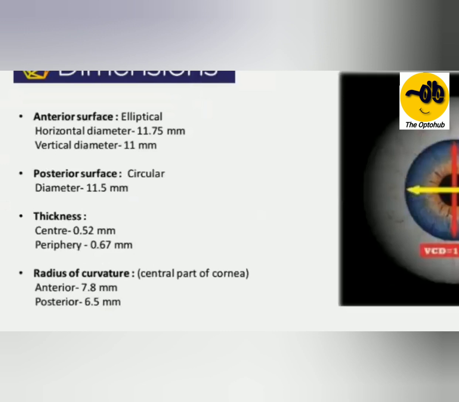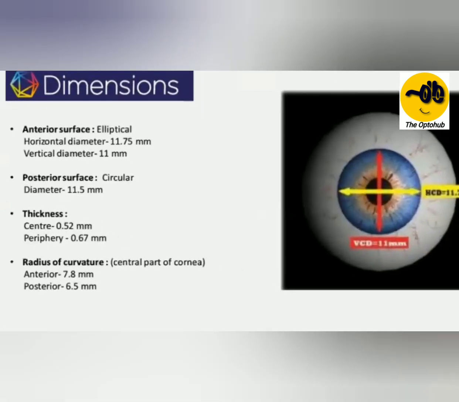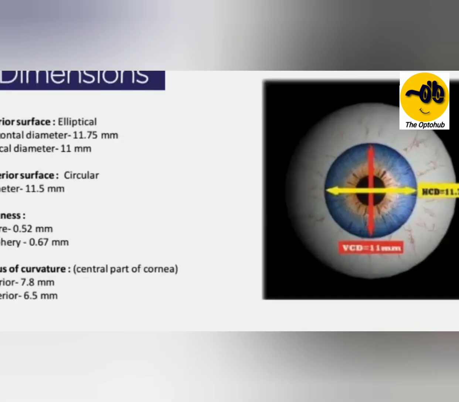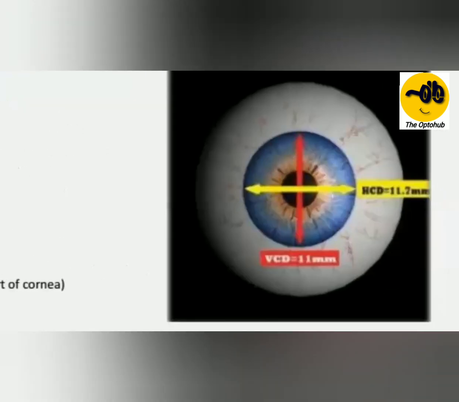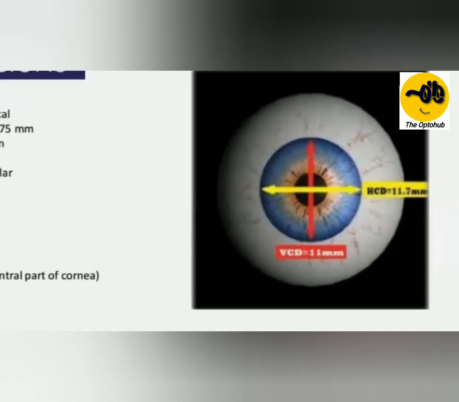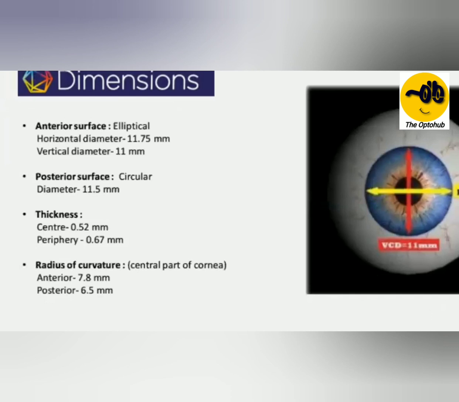So, dimensions of the cornea, anteriorly and posteriorly. The anterior surface is elliptical, that means it is oval, so it will have both a horizontal and vertical diameter, out of which the horizontal diameter is 11.75 mm and the vertical diameter is 11 mm. You can see in the picture that the anterior surface of the cornea has two different diameters, horizontally and vertically. The posterior surface is circular, so it has the same diameter in all angles, which is 11.5 mm.